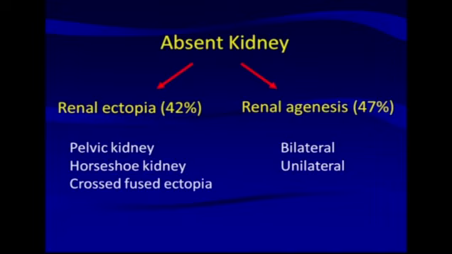Half of the time, however, when we don't see a kidney within the renal fossa, this is because the kidney failed to develop at all, and this can be unilateral or bilateral.